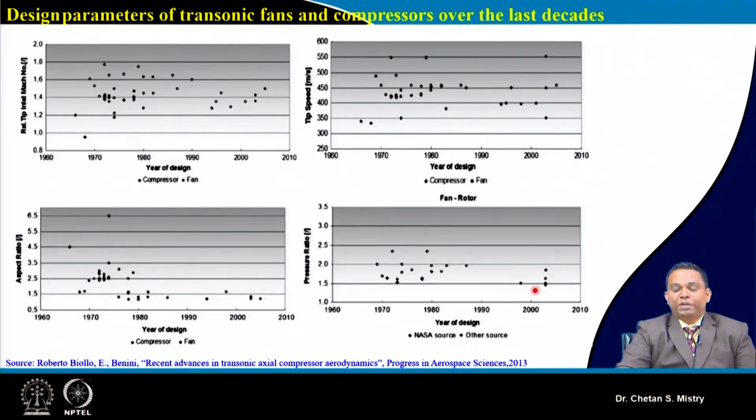And the expected pressure ratio is going to increase because we are looking for compactness and lightweight. This gives an idea of the progress that has been happening for the transonic compressor.